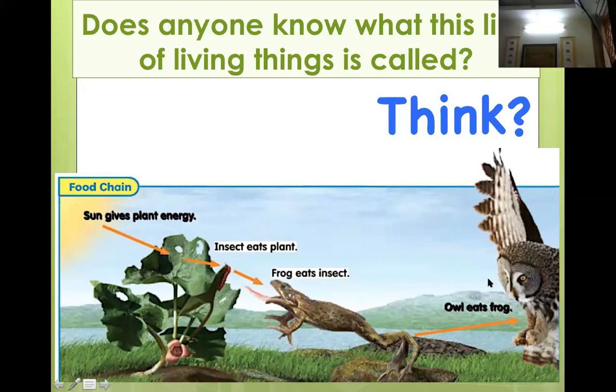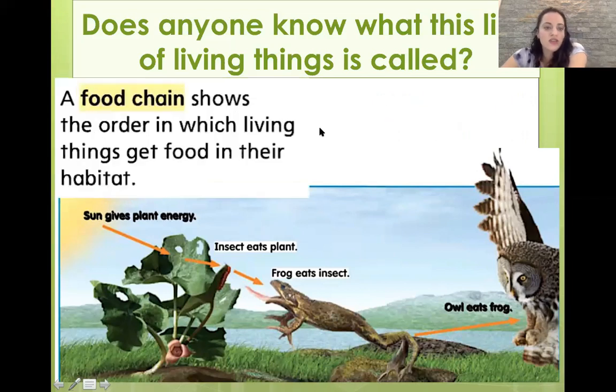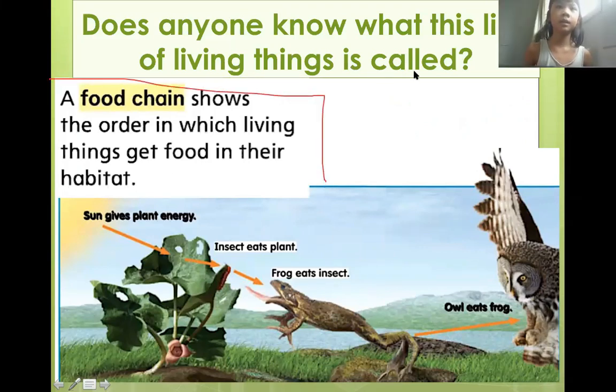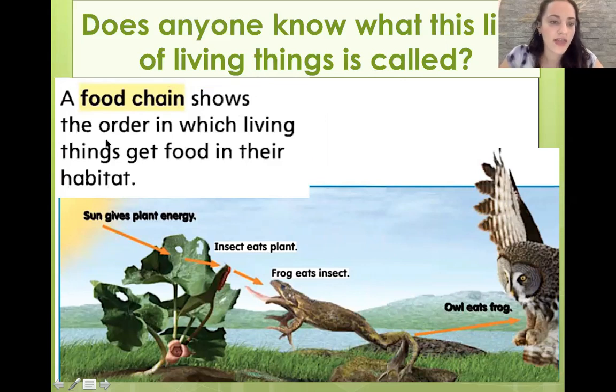Food chain. Nice work, Susu. It's a food chain. Puppy, could you please read this for me? A food chain shows the order in which living things get food in their habitat. Excellent job. It's the order, like first, second, third, fourth, the order in which things get their food or energy. The order in which living things get energy in their habitat.